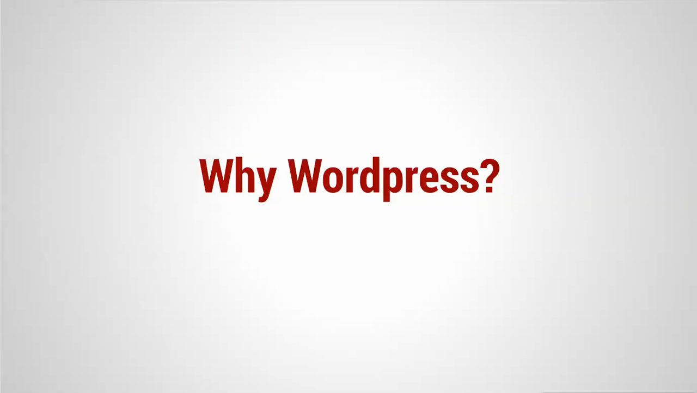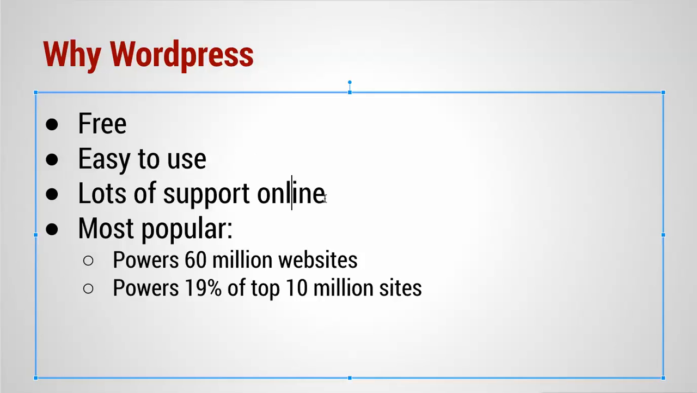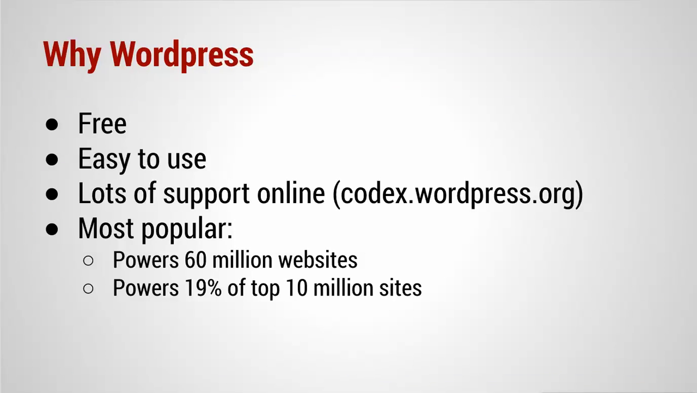So why are we using WordPress specifically? Well, first of all, it's free. It's easy to use. There's lots of online support for it, and actually I'm going to add this in. codex.wordpress.org is basically the textbook and how-to on how to use WordPress. You're going to be reading some readings from it this week. It's also the most popular content management system. It powers 60 million websites and almost 20% of the top 10 million sites. So of the top 10 million sites, 1 in 5 uses WordPress. WordPress is used by CNN, it's used by Vera Bradley, it's used by a lot of large organizations.